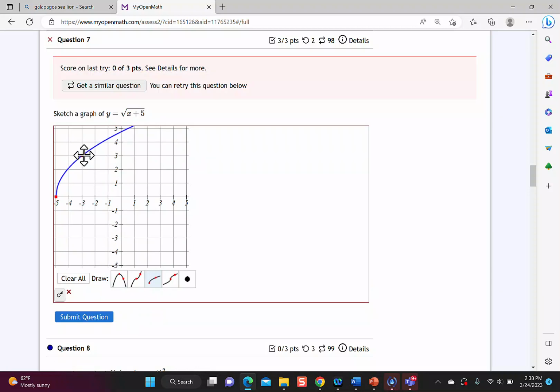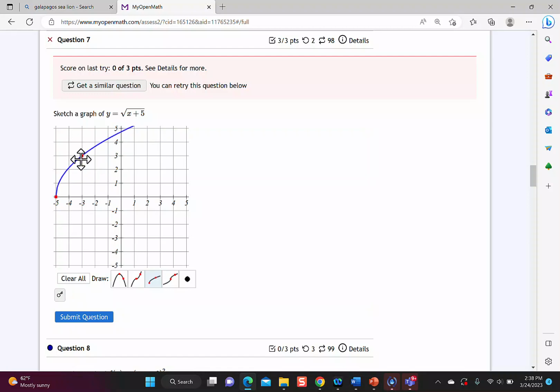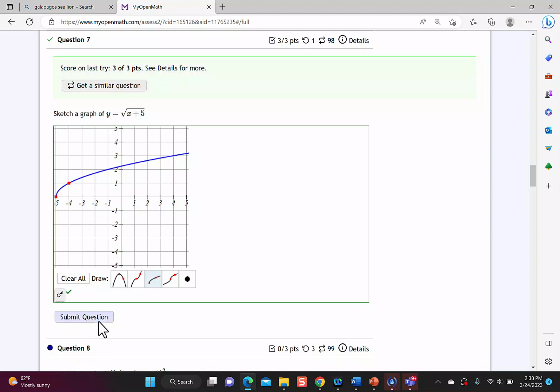What I want to show you is that you don't have to start over. If the only thing you did was pick the second point wrong, you can go to where it turns from a pencil into the crosshairs, and then you can move that point. So I really want to move that point a lot lower. I want it to be at negative 4, 1, and then I submit the question, and it says good job.